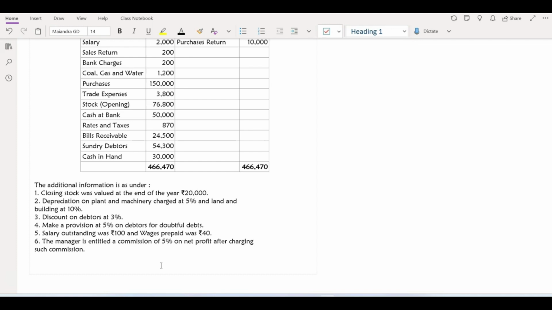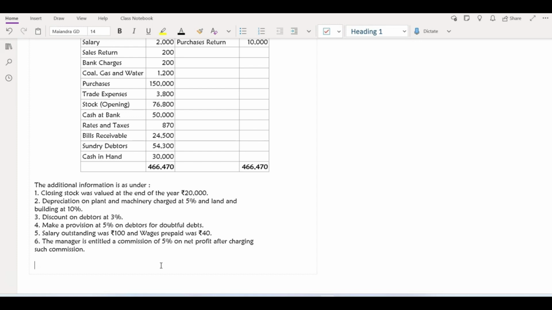Depreciation on plant and machinery is charged at 5% and land and building at 10%. Yes, we saw there were two fixed assets given in our trial balance, and I have to charge the depreciation at separate rates: machinery at 5%, land and building at 10%. The depreciation will be charged in our profit and loss account on the debit side, and my fixed asset value will be reduced on the asset side of the balance sheet.